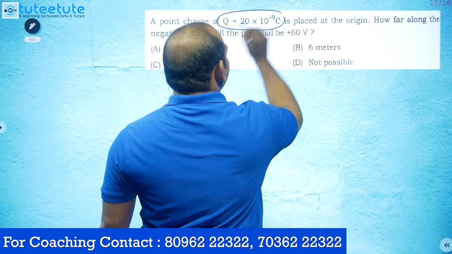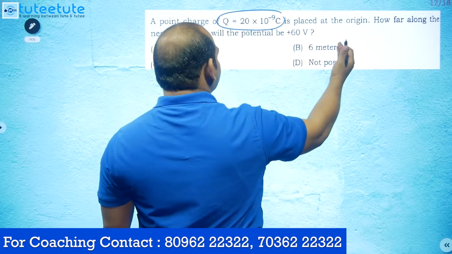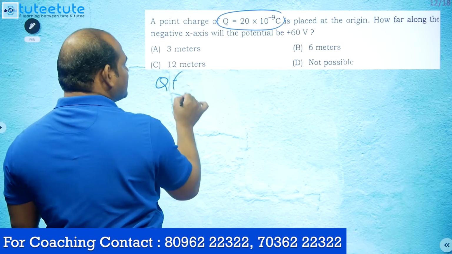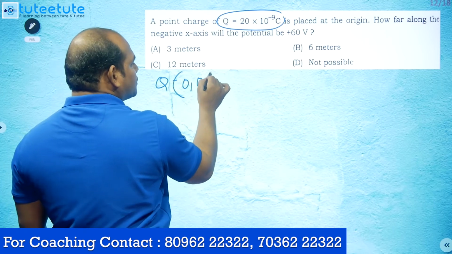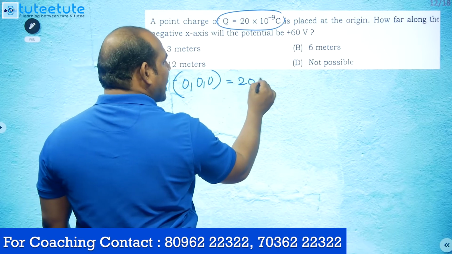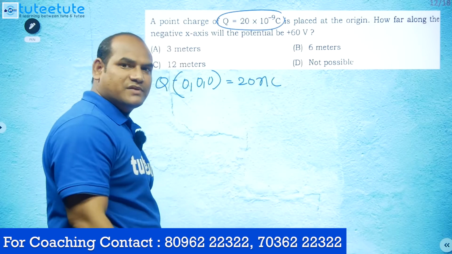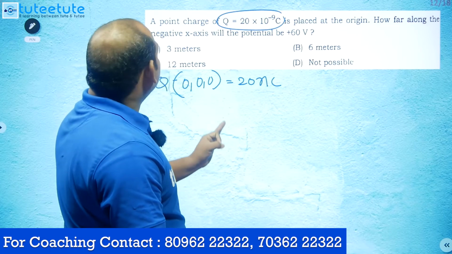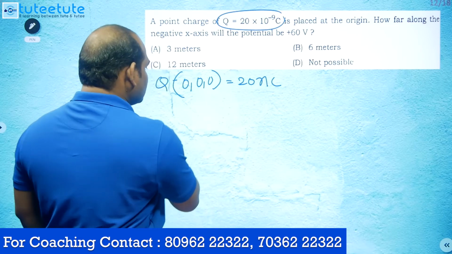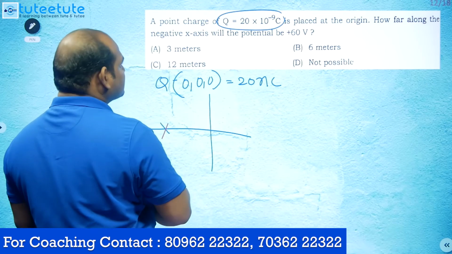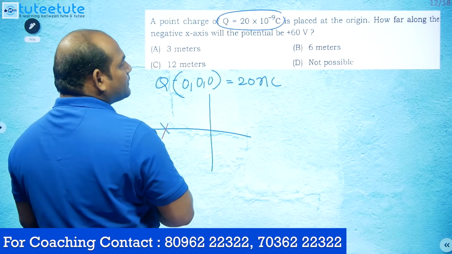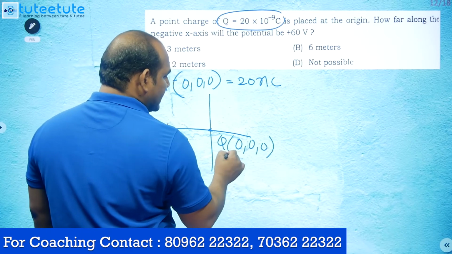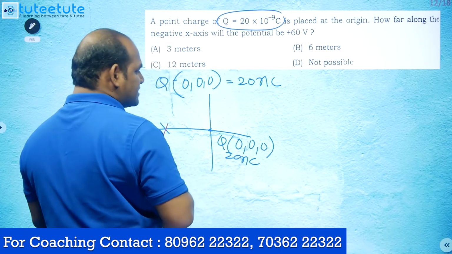Okay. Next, a point charge of Q coulombs, Q is equal to 20 into 10 power minus 9 coulombs. This is the charge value. It is placed at the origin. So charge Q is available at the origin, that means 0, 0, 0, and it is equal to 20 nano coulombs. 10 power minus 9 means we can take nano coulombs. How far along the negative x-axis will be the potential? Here the charge is at 0, 0, 0, and here 20 nano coulombs charge is there.